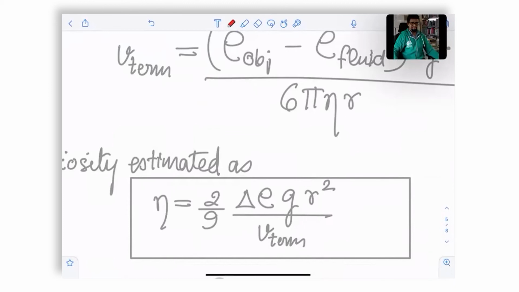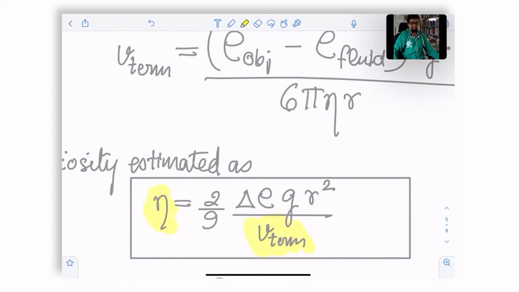Just let's think about this equation for a minute. This means that eta, the viscosity, is inversely proportional to terminal velocity. What does that mean? It means that in a less viscous fluid, velocity is more, and in a more viscous fluid, the velocity is less. This makes sense to you, right? If you're trying to move a ball through honey versus trying to move a ball through water, the honey ball will move slower. Viscosity is higher. We know this intuitively, right?